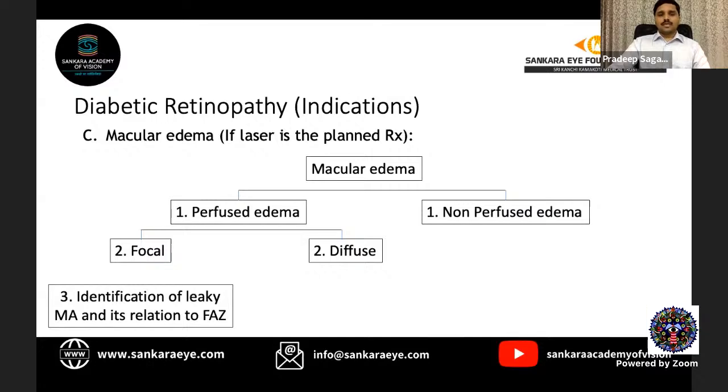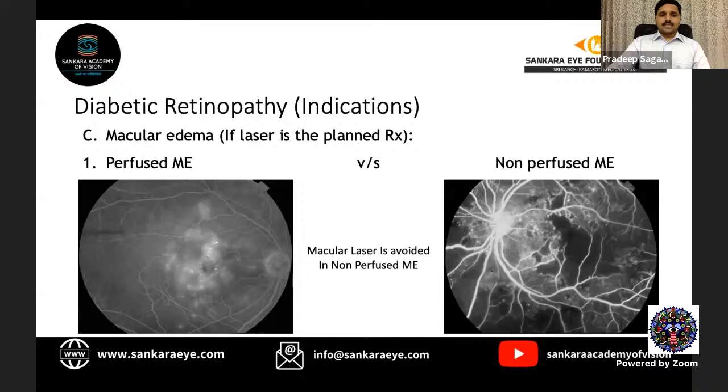So when we are doing laser for macular edema, we need to know a few things. One is we need to know whether it's a perfused edema or a non-perfused edema, which can be detected by fluorescein angiography. If it's a perfused edema, we need to identify whether it's a focal leak or a diffuse leak. If it is a focal leak, we need to identify the leaky microaneurysms and their relation to foveal vascular zone to decide on laser. I will be just describing the same.